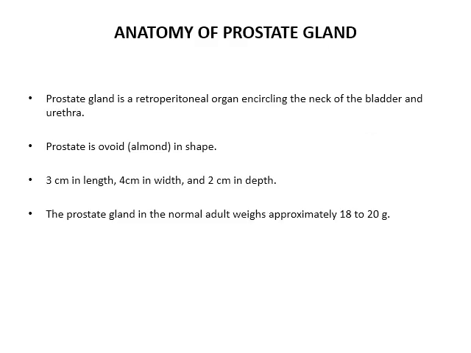Let's begin with the anatomy of the prostate gland. Prostate is an exocrine gland of the male reproductive system. It is a retroperitoneal organ which encircles the neck of the bladder and urethra. It is ovoid in shape and about the size of a walnut, about 3 cm in length, 4 cm in width and 2 cm in depth. The prostate gland in the normal adult weighs approximately 18 to 20 grams.